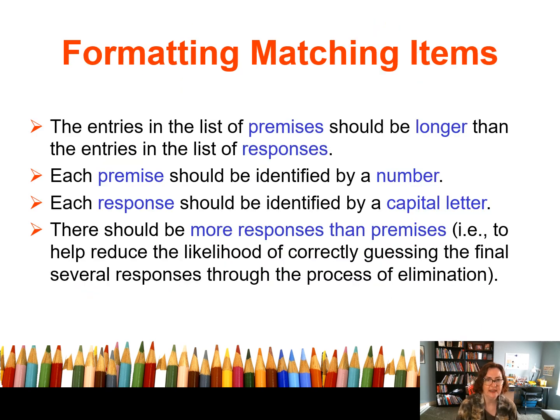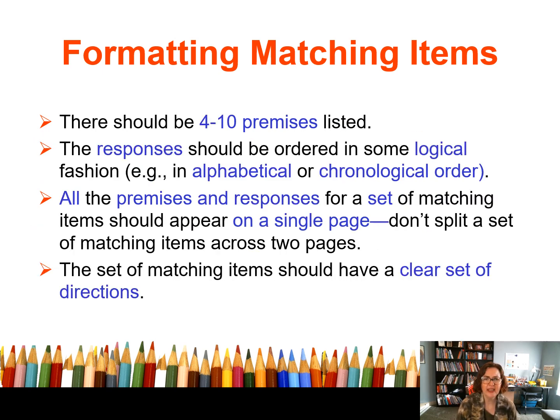So to format your matching items, the entries in the list of premises should be longer than the entries in the list of responses. Each premise should be identified by a number, and each response should be identified by a capital letter, and there should be more responses than premises to decrease the likelihood that guessing is used for the final answers through process of elimination. You want to have between 4 and 10 premises, and they need to be in some kind of logical order, alphabetical, chronological, etc. All the premises and responses for a set of matching items should be on one page. Don't split a set of matching items across 2 pages. And again, you need that clear set of directions.